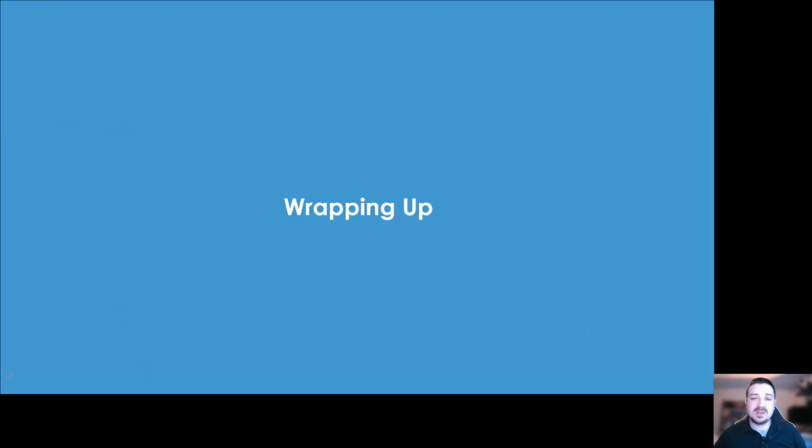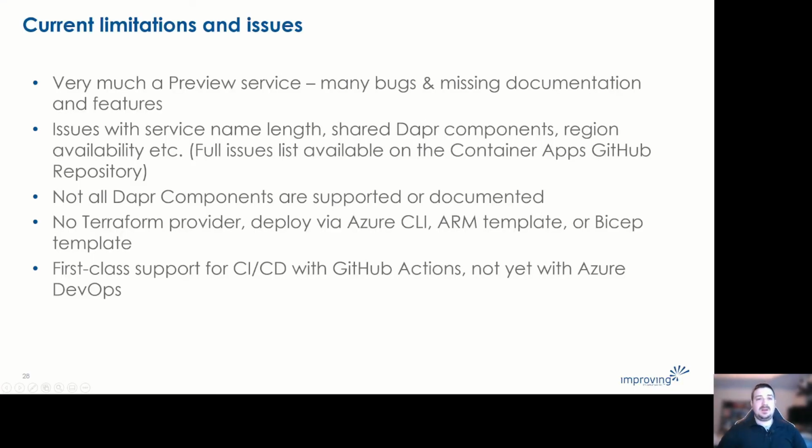So back to the presentation here, let's go ahead and wrap things up. Some of the current limitations and issues. Again, preview service. Many bugs and missing documentation and features that are continuously getting better, but they are still a little ways away from getting this to GA. There's some issues with service name length, shared Dapr components. If you're trying to reference components via the same name, there's problems with that. Region availability is a lot better than it was even a couple months ago. There's a full issues list available on the Container Apps GitHub. Not all Dapr components are supported or documented.